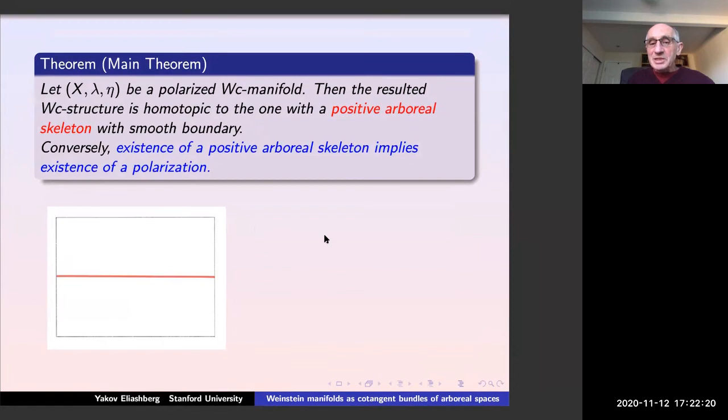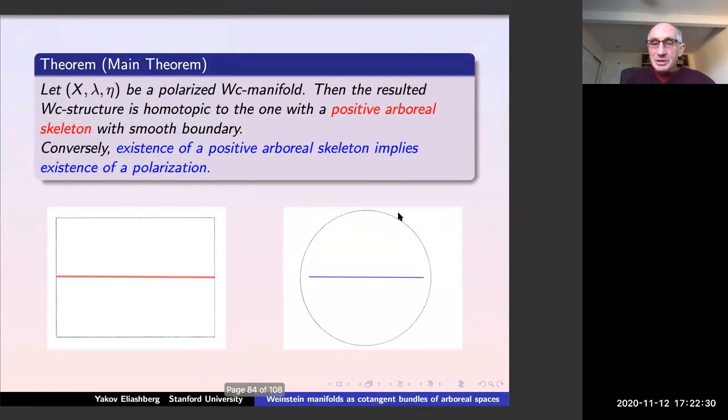Suppose I started with just the ball and I want to construct a skeleton of the ball. Then you have a choice. Either you can construct a skeleton which is arboreal with boundary, this disc, or instead of taking the ball, you think of it as the cotangent bundle of the disc, and then it's just a Weinstein manifold with boundary. And then in this case, you can make the skeleton go to the boundary, but it's the same thing.